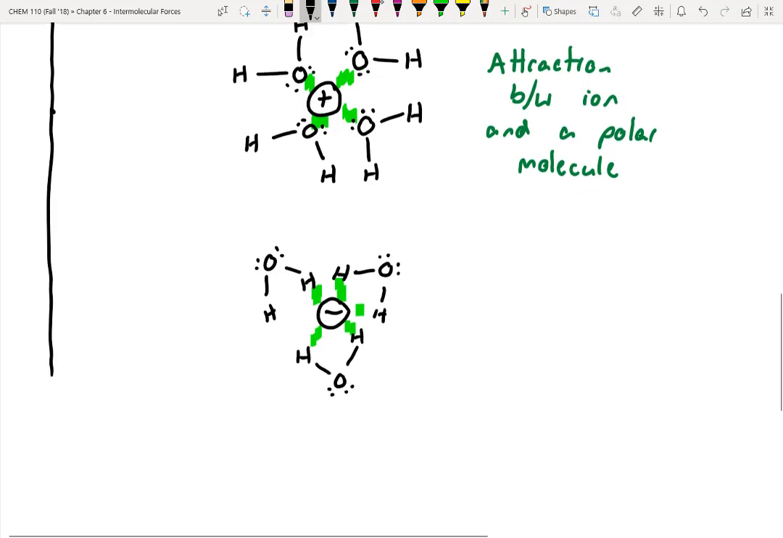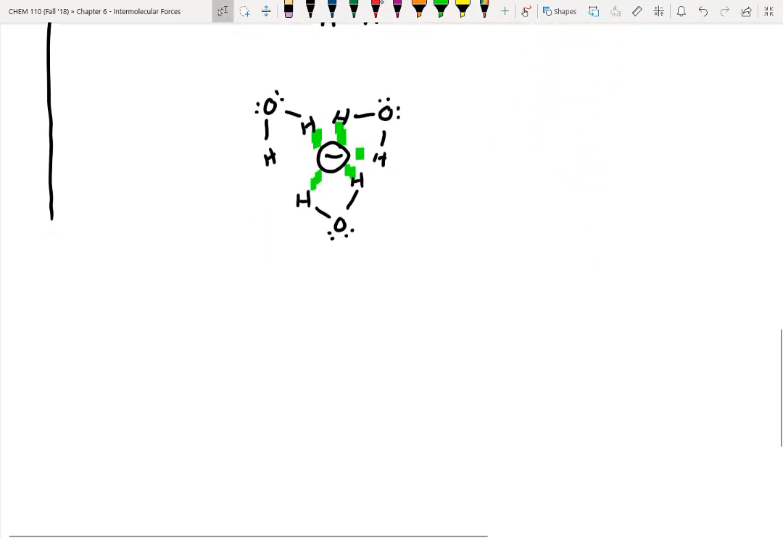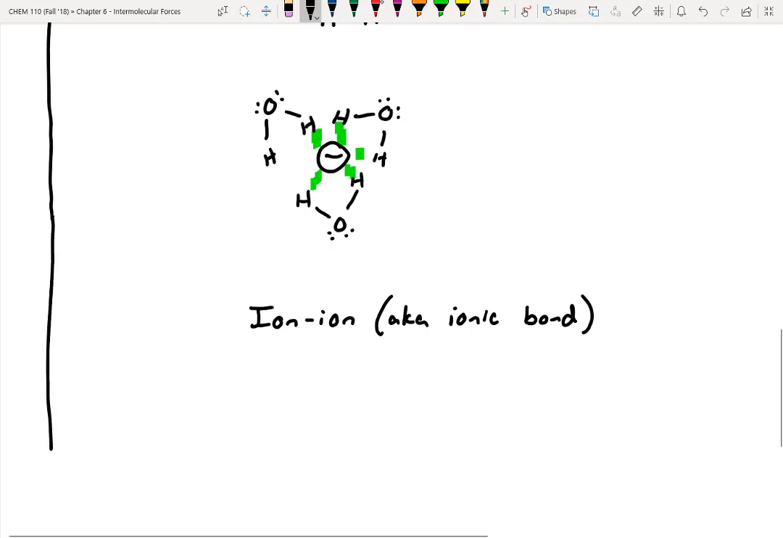Next up, after that, is just simply an ion-ion interaction. This is often known as an ionic bond. And there are a few more after this, but we're going to kind of stop at these. But an ionic bond is still an intermolecular force. What it is, it's the attraction between a cation and an anion.